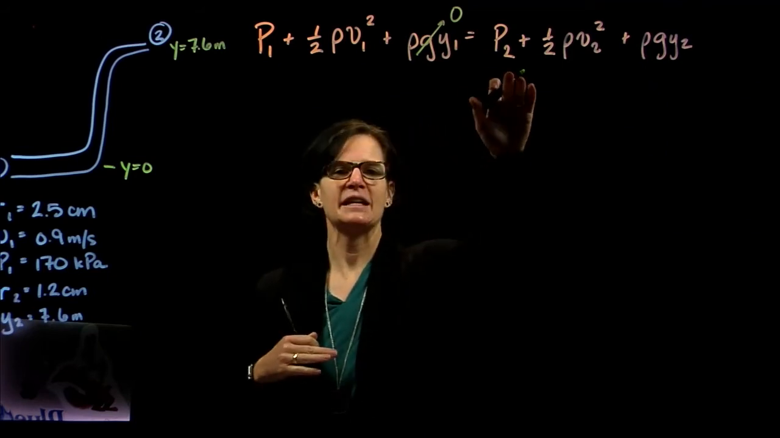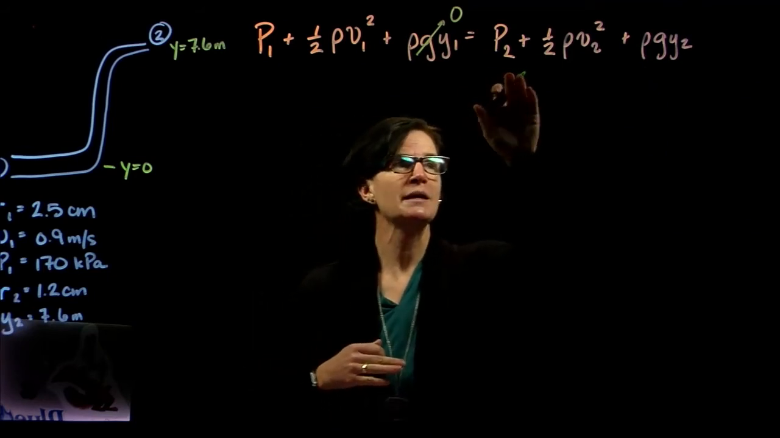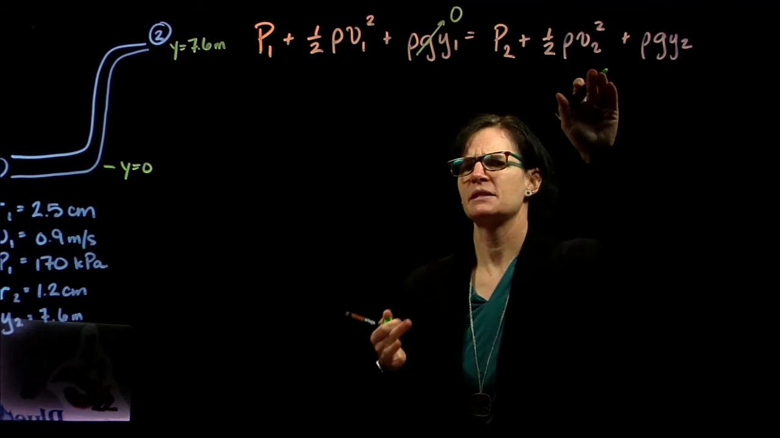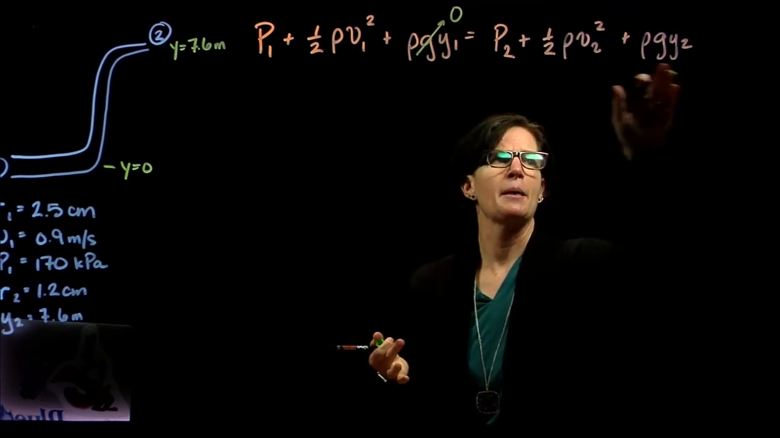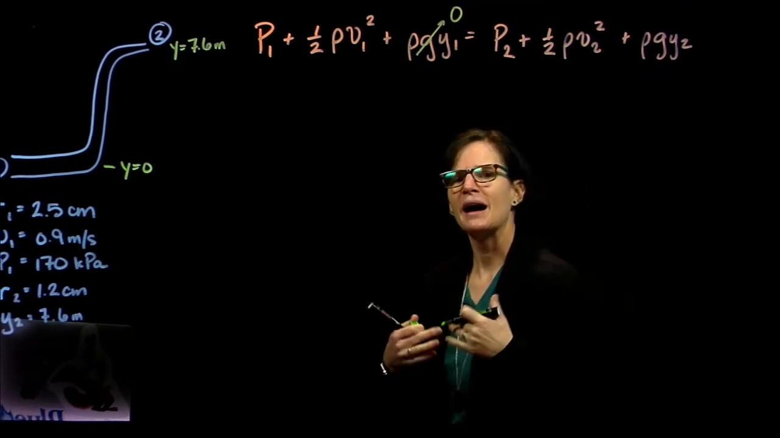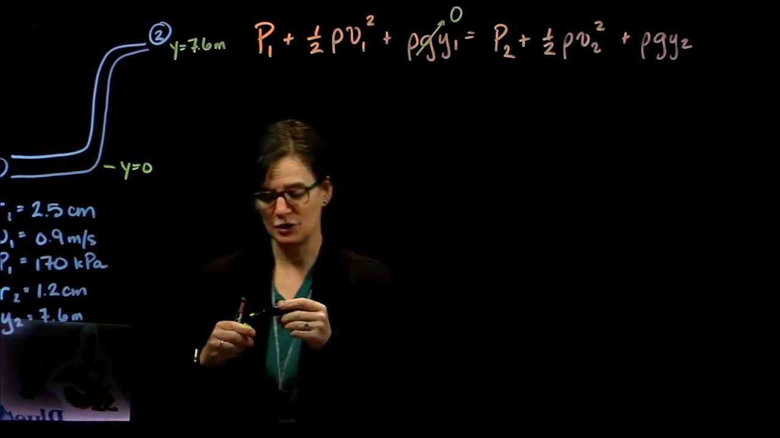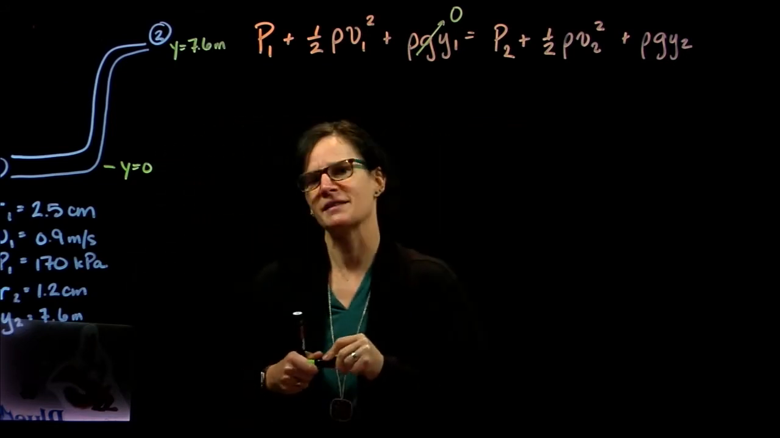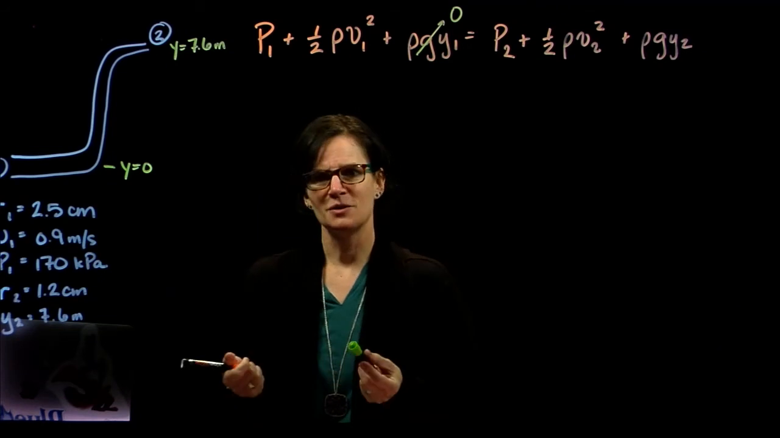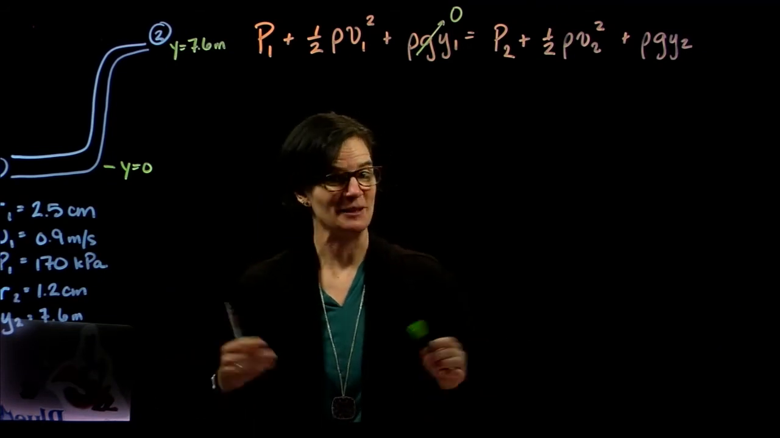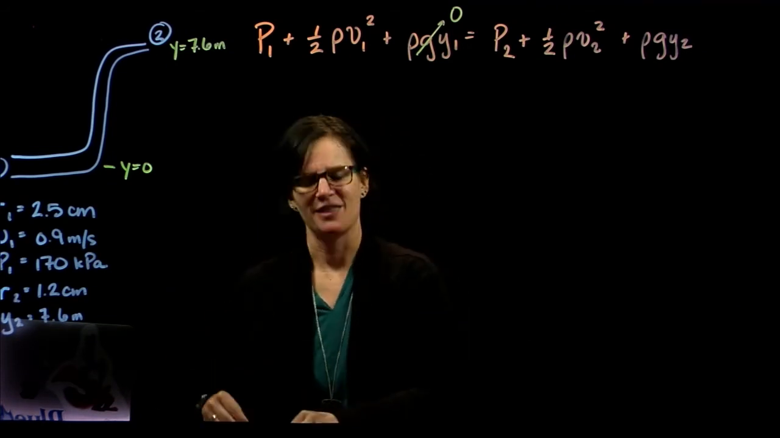We're interested in the pressure at 2. We're not given the speed at point 2, but we are given its height. So we're going to need the speed at point 2 in order to solve this problem. So how do we do that? Well, we utilize the continuity relationship when dealing with fluid flow.